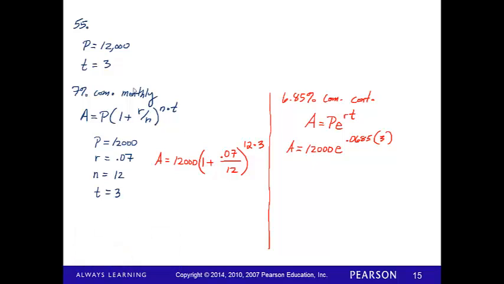You should come up with the 7% compounded monthly being the better choice. You can verify your answers using the back of the book because this is an odd problem. If you get stuck, please email me. So this concludes our video for 4.1. Let me know if you have any questions.